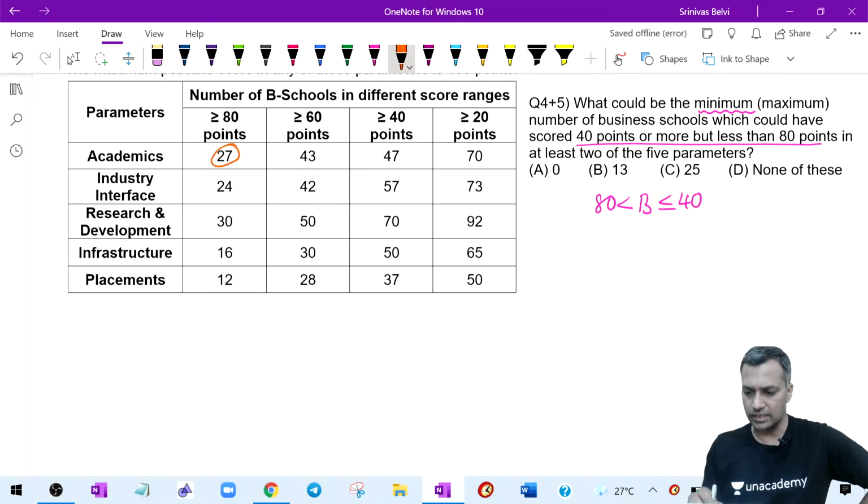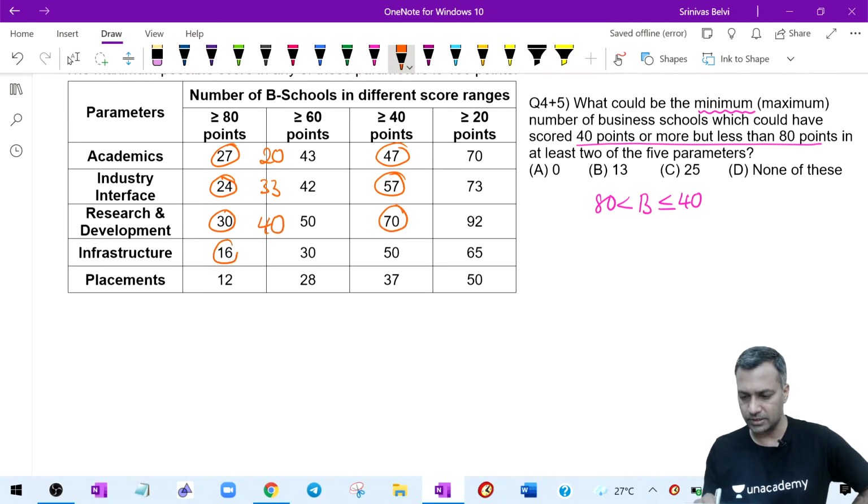So you just have to look at these numbers, 27 and 47. I'm just writing somewhere between 27 and 47. Then rank number 24 to 57, which would become 33, right? Another 33. Rank number 30 to 70, 40 B schools. Rank number 16 to 50, which is another 34 B schools. Rank number 12 to 37, which becomes another 25 B schools.